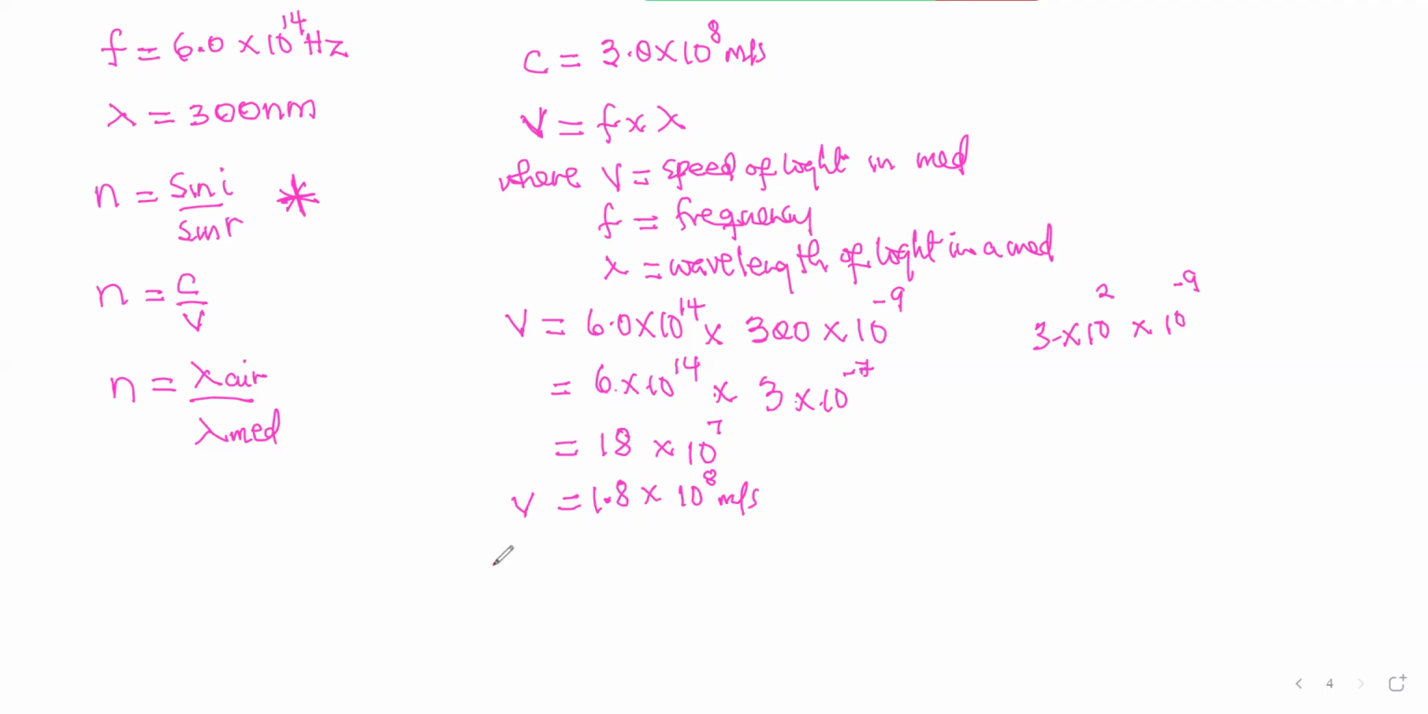Therefore, the refractive index will be equal to c, the speed of light in air, 3 times 10 exponent 8, divided by the speed of light in the medium, which is 1.8 times 10 exponent 8. This and this will cancel out. What is 3 divided by 1.8, class?